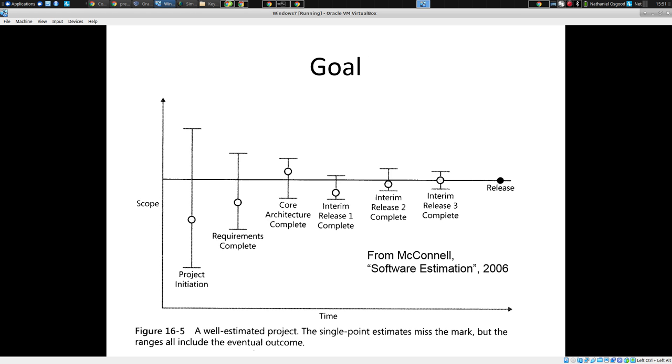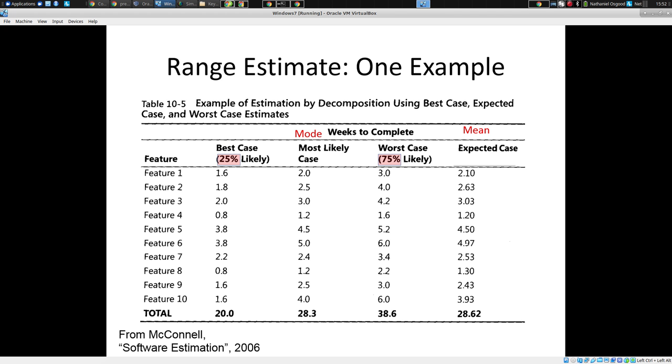Over time, the irony is we have more and more confidence about how long it will take, but there's less and less we can do about it to make it less. Right? We're more and more locked in to it. Okay.